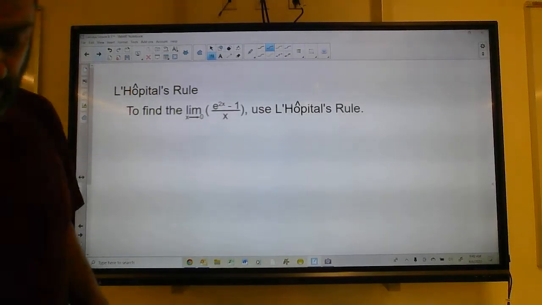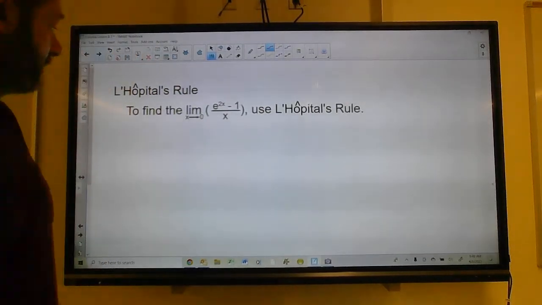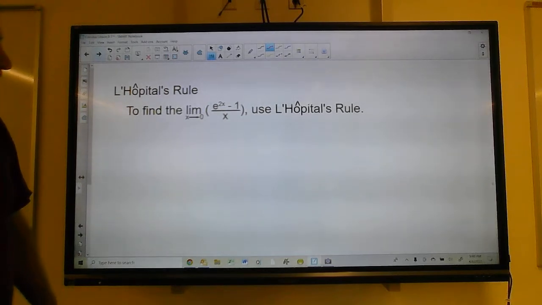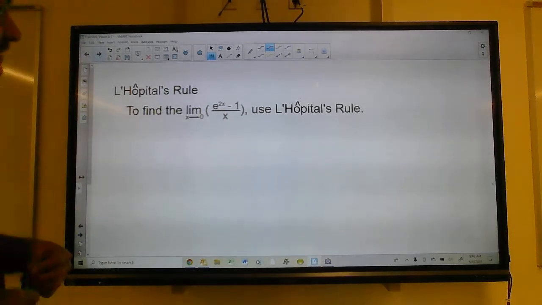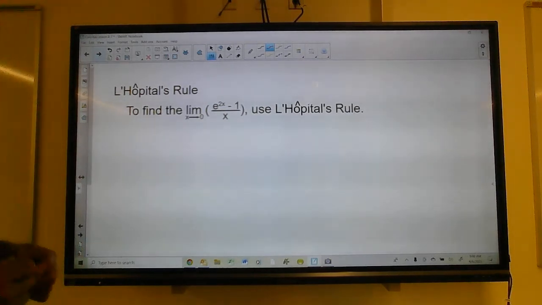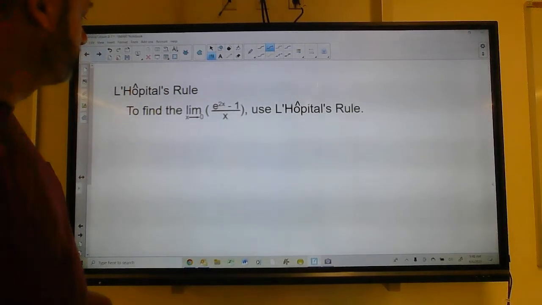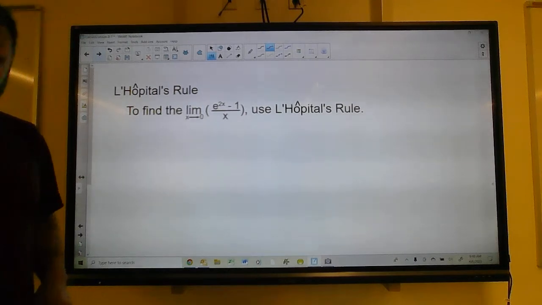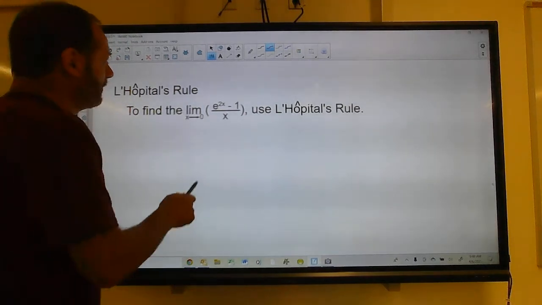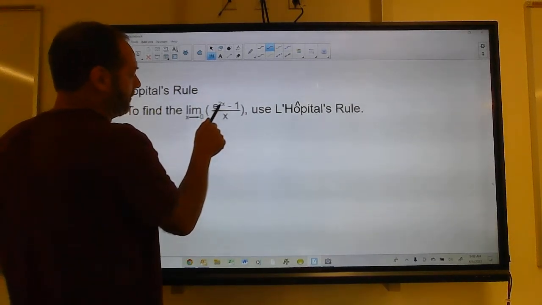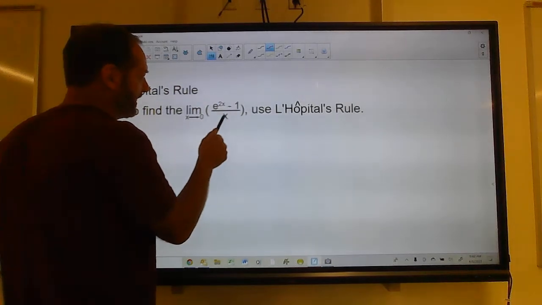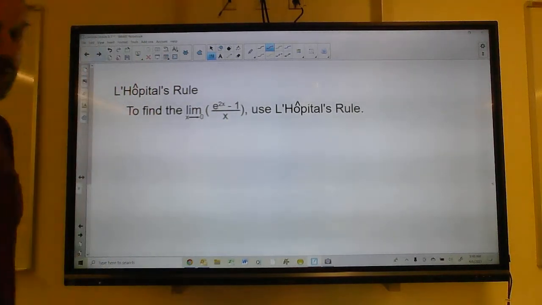So here we've got: find the limit as x goes to 0 of e to the 2x minus 1 over x. If I just try to substitute 0 in, here's what I get: e to the 0, which is 1, minus 1, which is 0, and then I get 0 on the bottom. So it's indeterminate form.